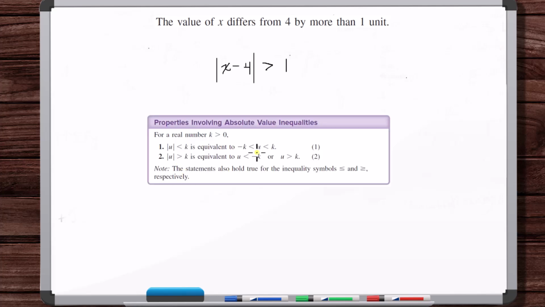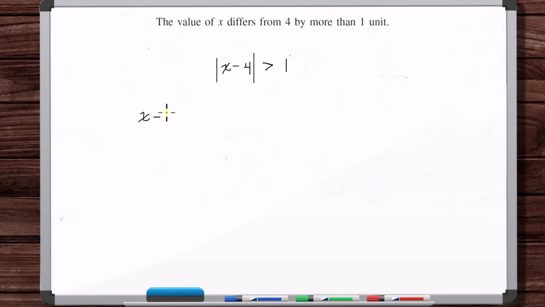We've got this here, so it's an or statement. U is less than minus K, or U is greater than K. So how do we do this? We worked a whole video on absolute value inequalities. So add 4 to both sides, and then add 4 to both sides here. Okay, so now we just need to interpret what this is. X is less than 3 or X is greater than 5.